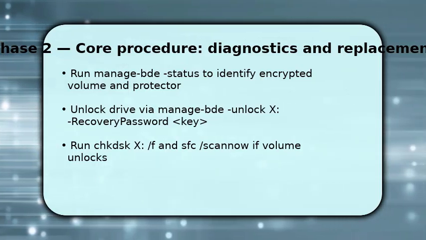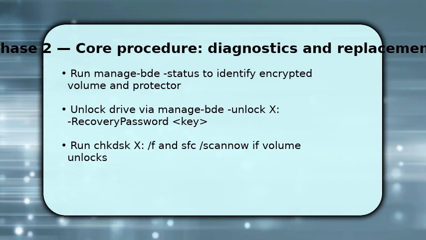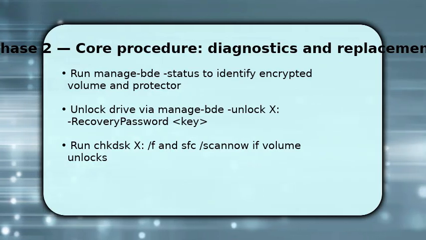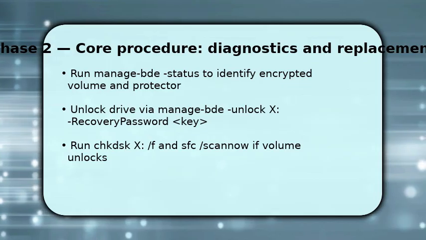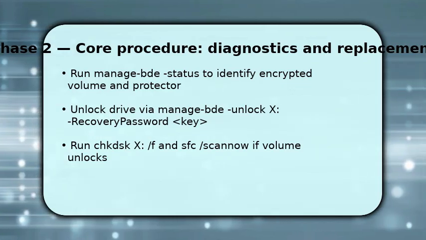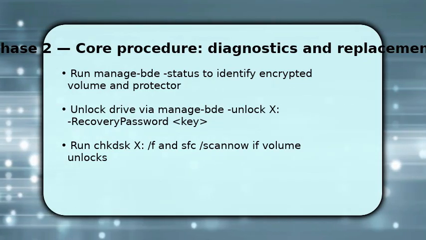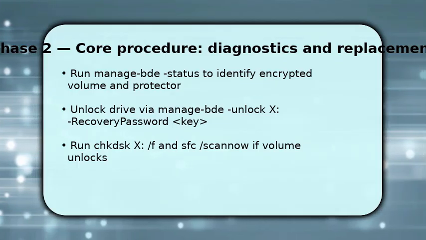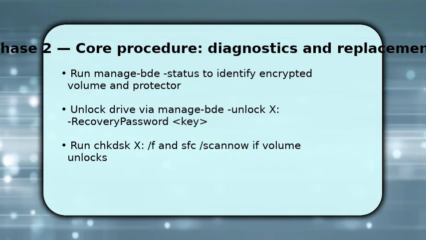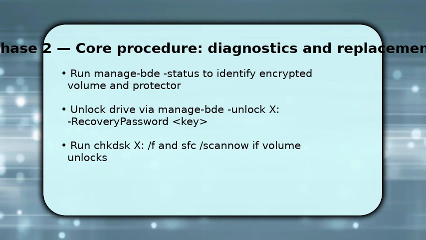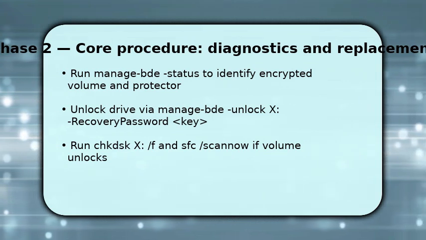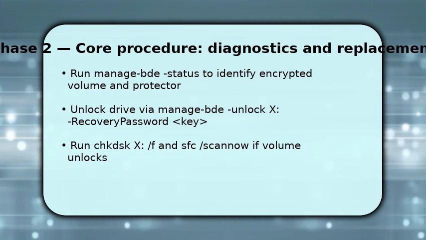After unlocking, run chkdsk X: /F to fix file system errors that cause blue screens. Then run sfc /scannow /offbootdir=X:\ /offwindir=X:\Windows if system files are damaged. These steps repair corruption while preserving BitLocker metadata.